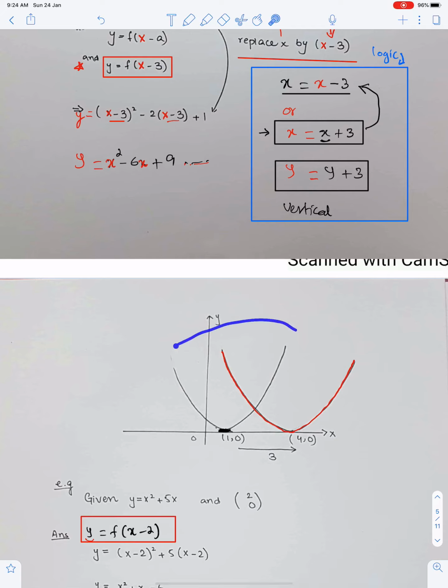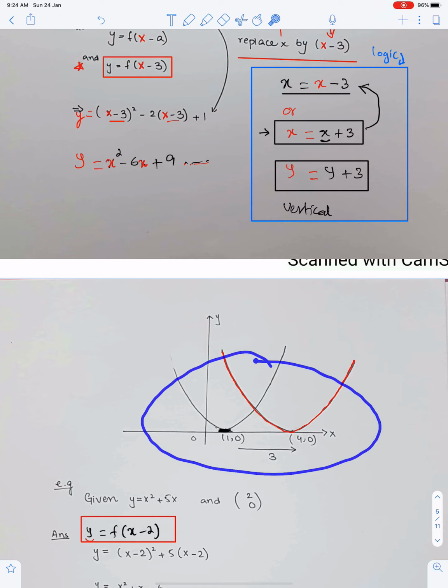The curves, this is the diagram of these two equations. The curves have exactly the same shape, but this time they are separated by 3 units in the positive y direction because of the horizontal translation.